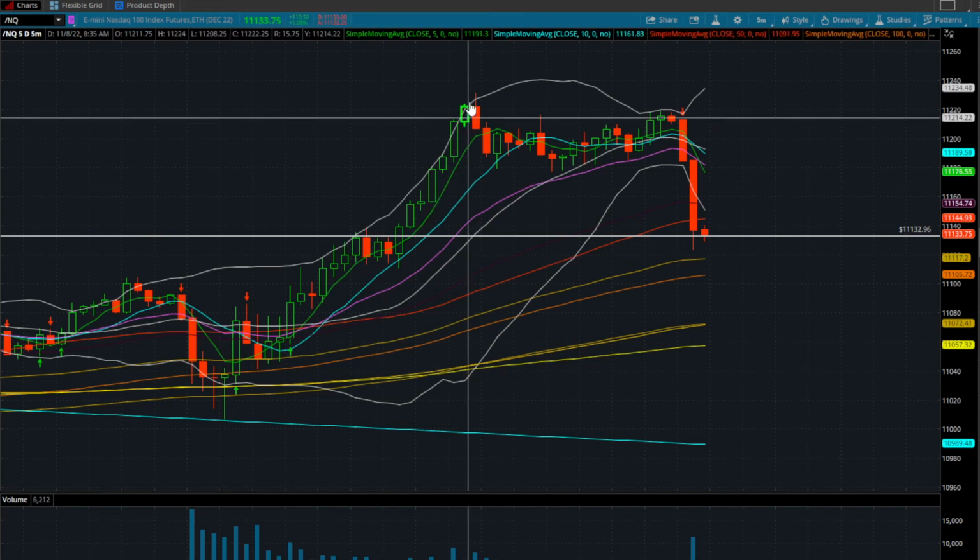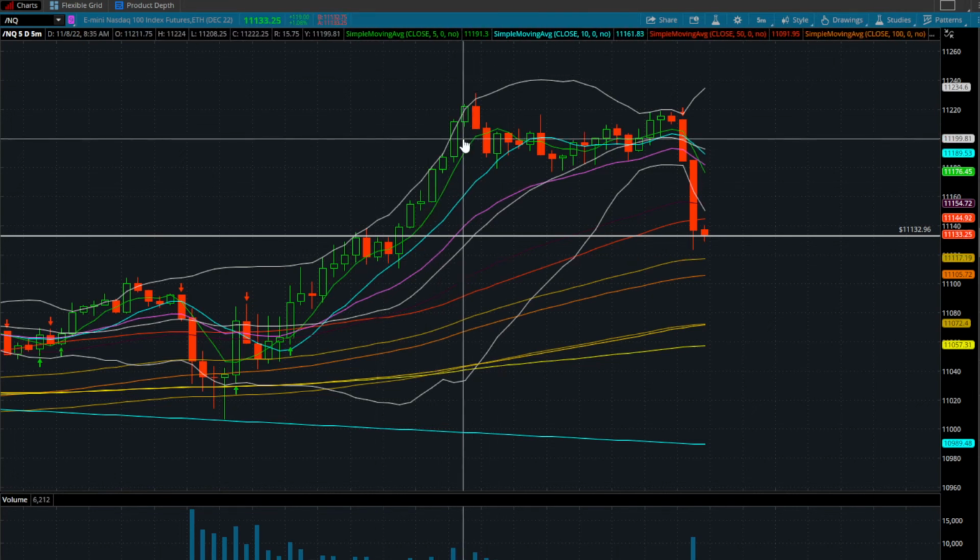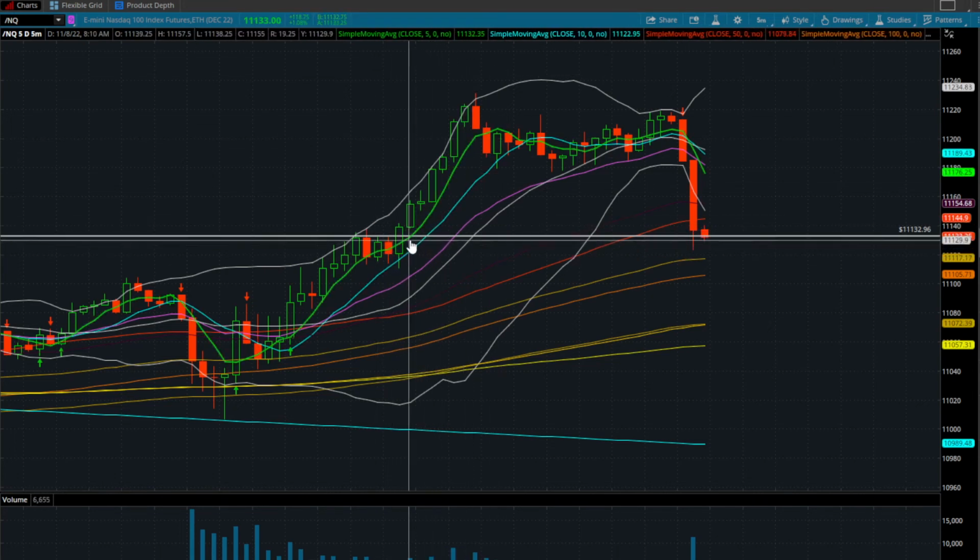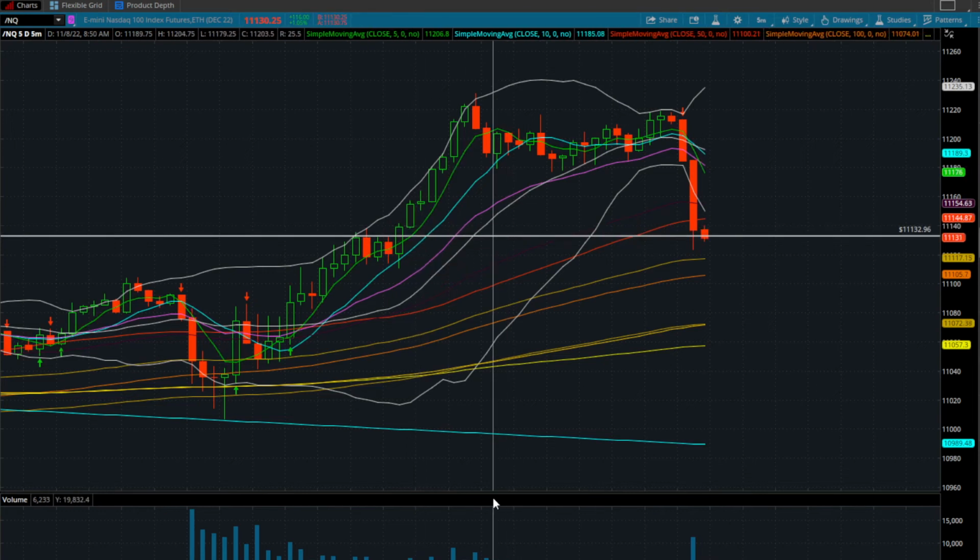I wish I would have held this whole run up here. I would have been up thousands and thousands of dollars. But again, that's just the name of the game. I was able to walk away with $600 profit.